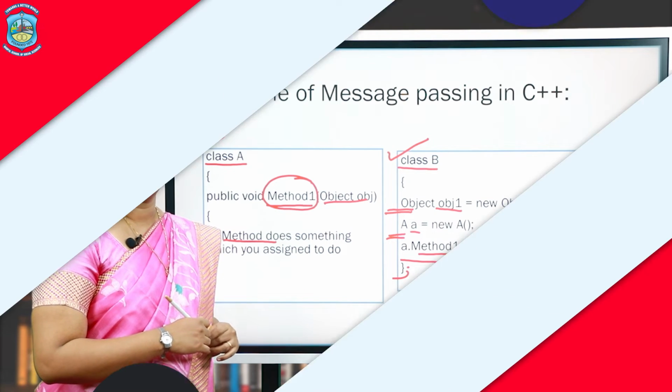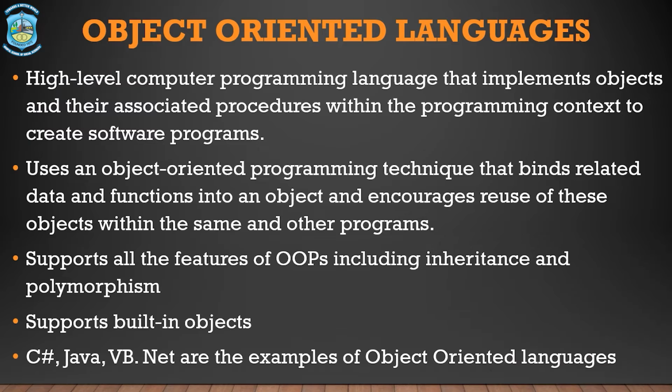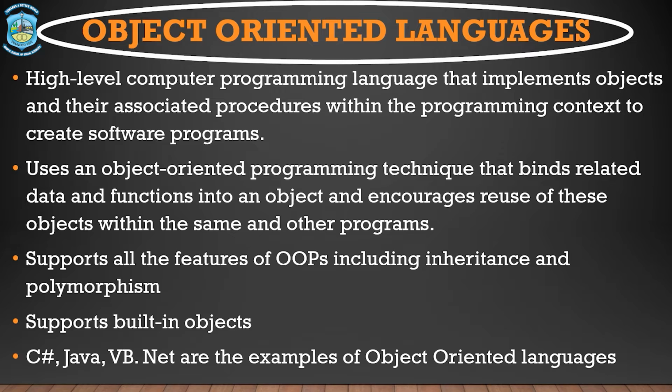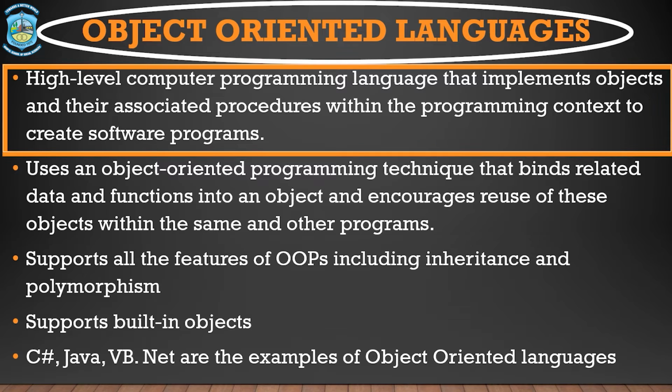The next topic that I am going to explain is object-oriented languages. We have been listening to a lot of object-oriented languages being used in programming. But what exactly are object-oriented languages? They are basically high-level computer programming languages, and they implement objects and their associated procedures within the programming context to create software programs. So what is the essentiality of object-oriented languages?